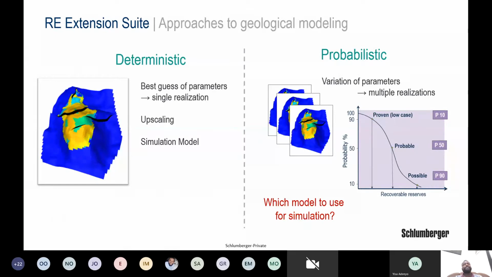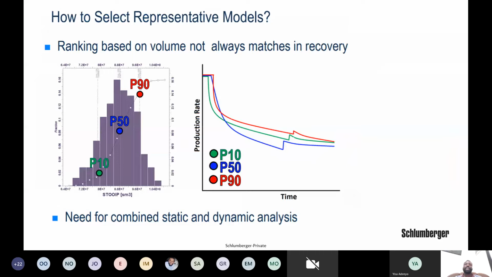Now here I have an example just to show you that sometimes when we pick the model, for example, we have the P10, P50, P90 in STOIP, three models provided by our geologists. And for example, we pick the model P50, we think it should be the most representative. In terms of volumetrics, it may be perfect, good. But when it comes to the simulation, it is the model that gives us the lowest production, the lowest rate.